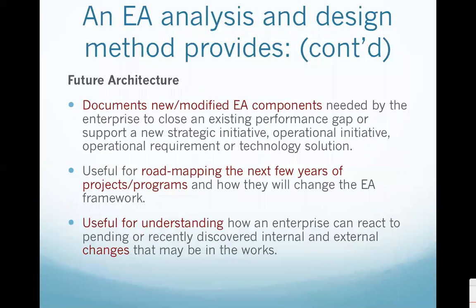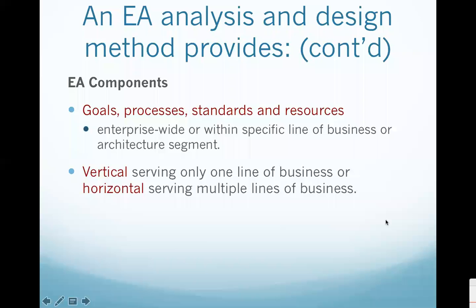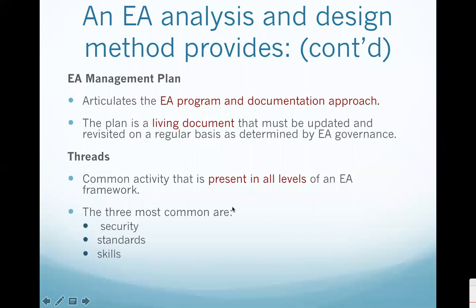Right, I talked about this. So components within each layer, we have components. And there are vertical components. Here are these layers, vertical components, and there are cross-cutting components. So cross-cutting components go across the lines of business, and vertical components you think of within a line of business. Right, it says that right here, and you don't need to worry about that.